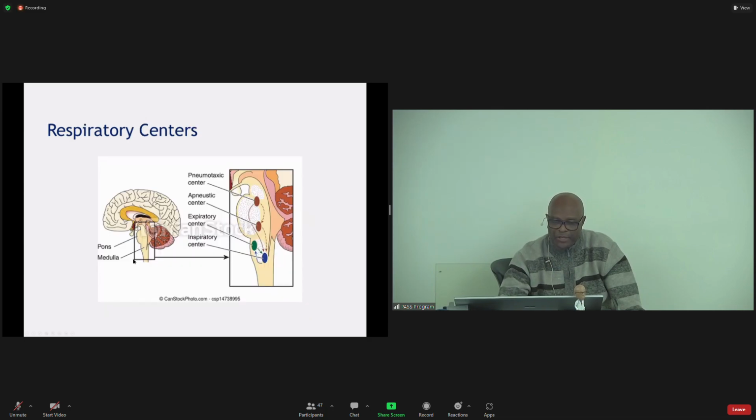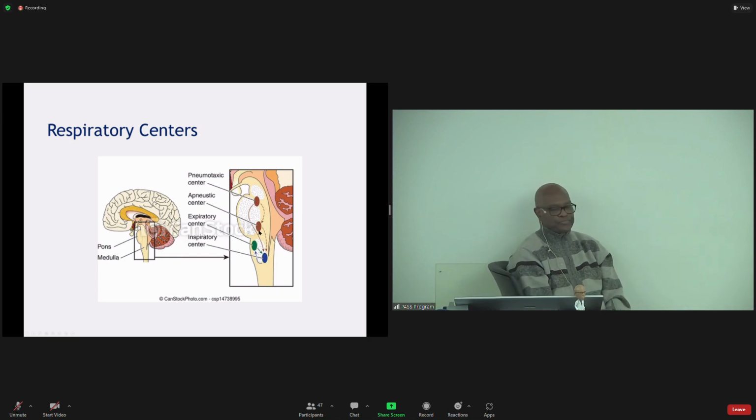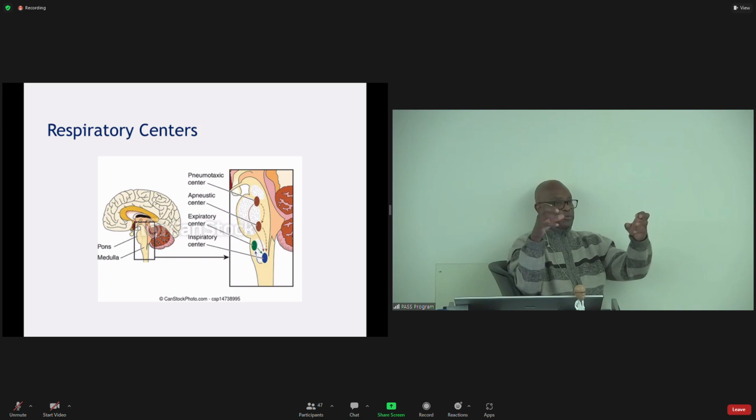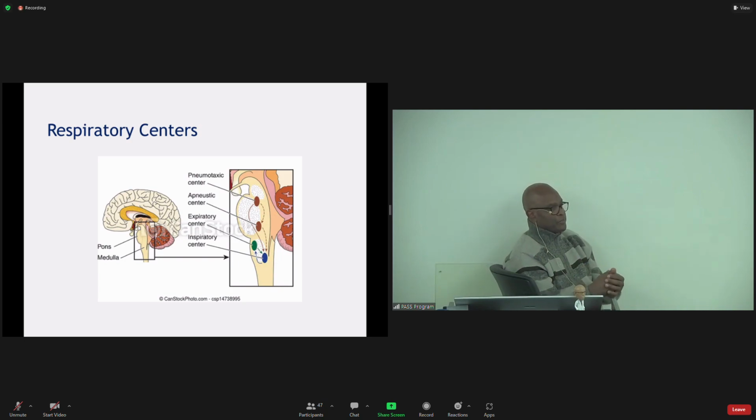Respiratory centers: the medulla controls your basic respirations, and then the pons responds to the environment. As you see here in the pons, you've got an apneustic center and a pneumotaxic center. The pneumotaxic center is at the top of the pons, the apneustic center is at the bottom of the pons. The pneumotaxic center makes you breathe out, so it prevents pneumothorax. That's how I remember that. The apneustic center prevents apnea, so it makes you breathe in.